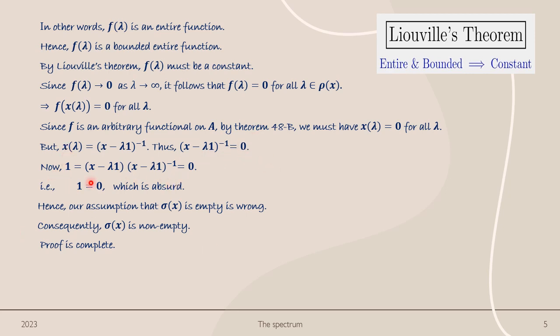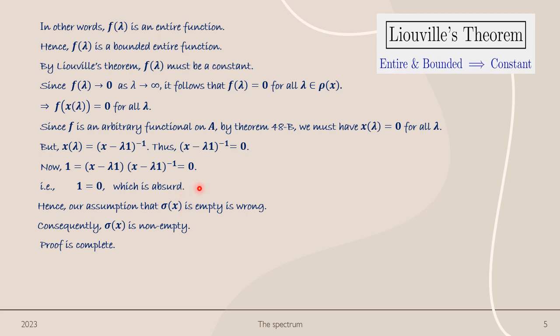Now 1 is equal to (x minus lambda 1) into (x minus lambda 1) power minus 1, a vector and its inverse. So that will automatically become 1. So 1 is equal to a vector and its inverse. But this part is 0. So 0 into the vector is 0. So we finally got 1 equal to 0, which is absurd.